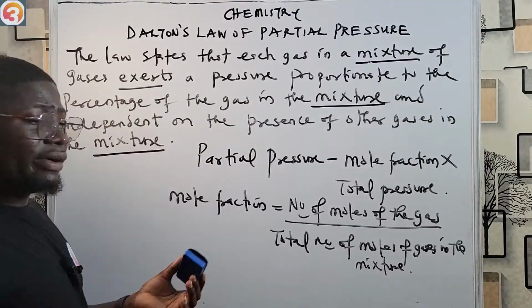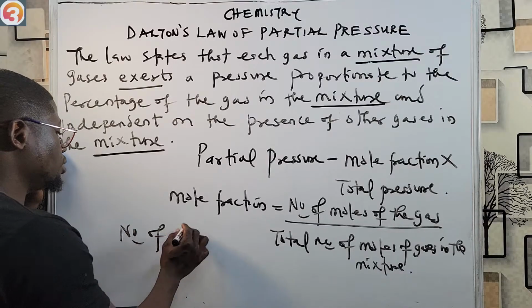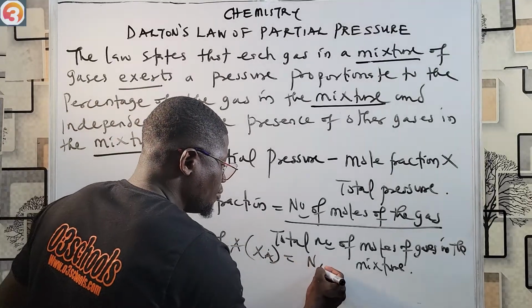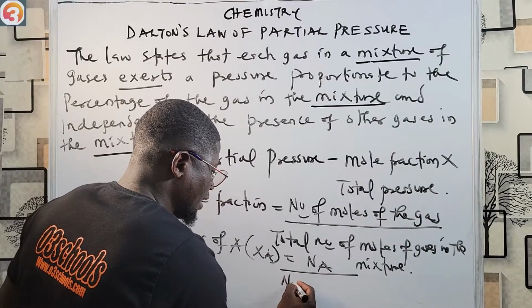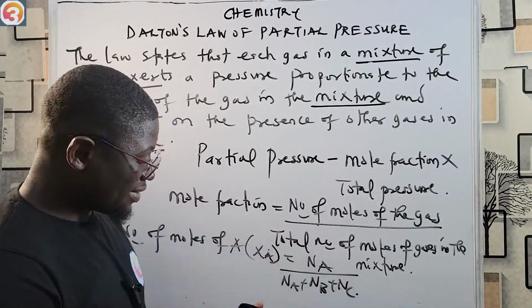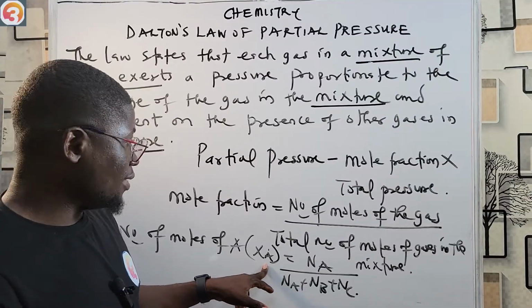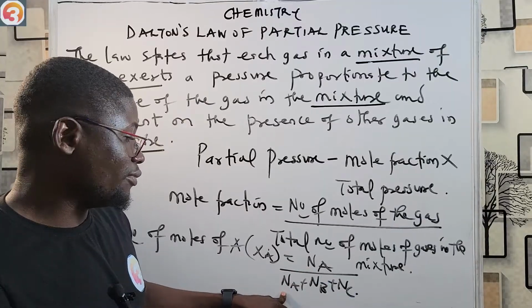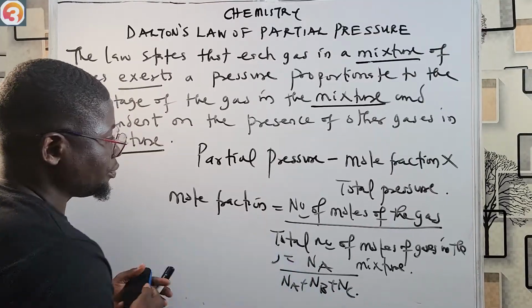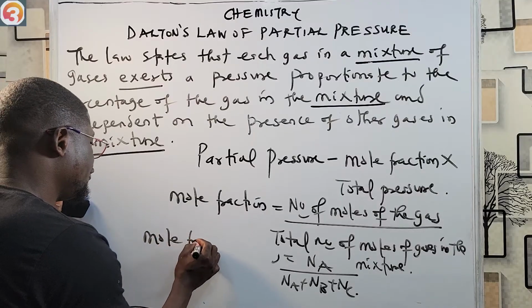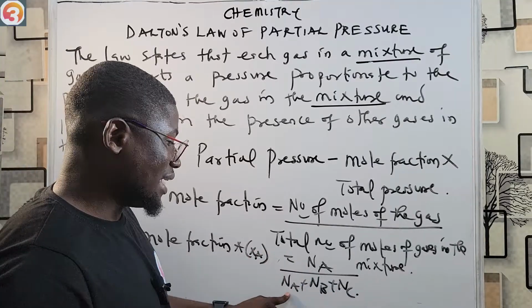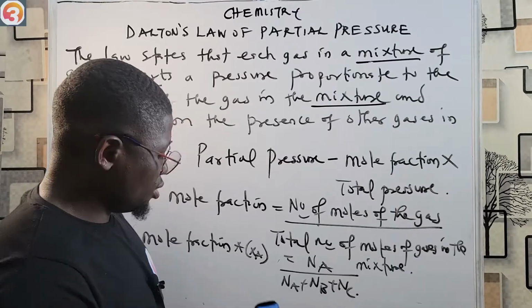For example, let's say we are looking for the mole fraction of gas A. That will be the number of moles of A, Na, all over Na plus Nb plus Nc. That means you're having gases A, B and C. To find the mole fraction, because I'm looking at mole fraction, the mole fraction of A, which is now XA, will be equal to the number of moles of A all over Na plus Nb plus Nc. Are you together? So it's as simple as ABC.